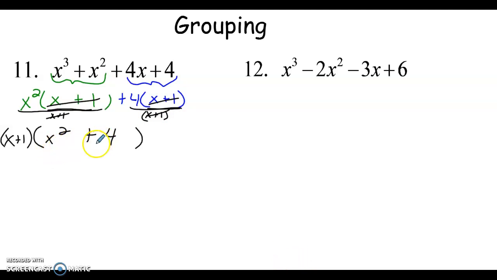Now if it was x squared minus 4, we could keep going. But x squared plus 4, we can't keep going. You'll have imaginary numbers for the other factors. All right, why don't you guys pause the video and try number 12.